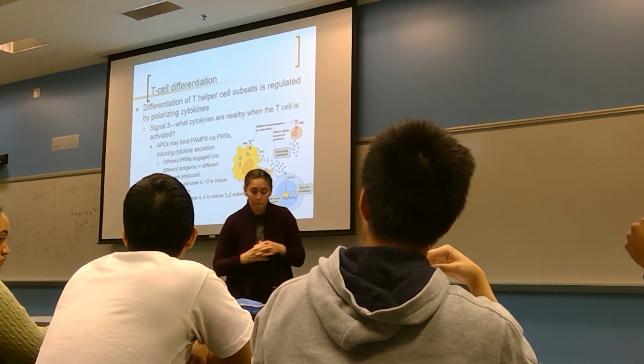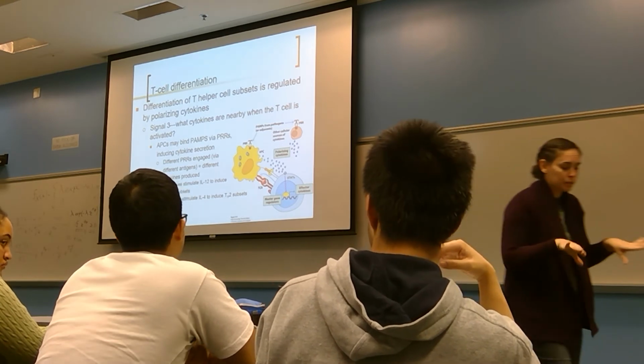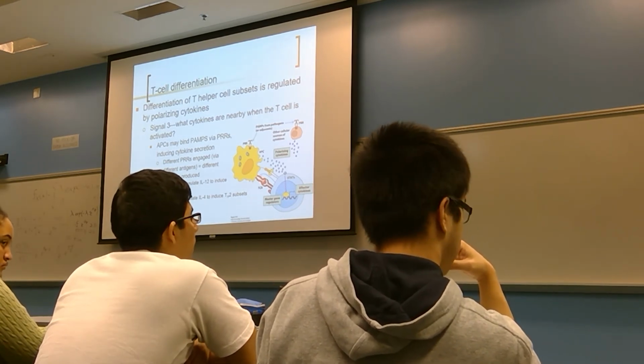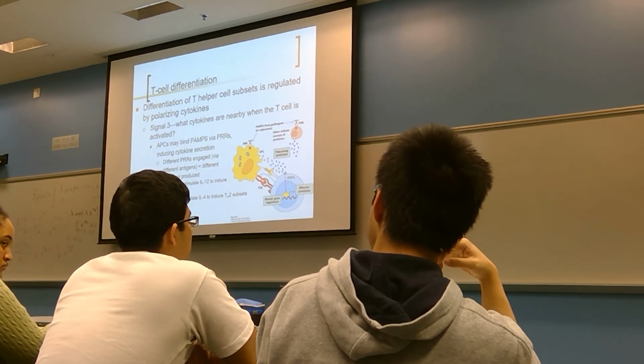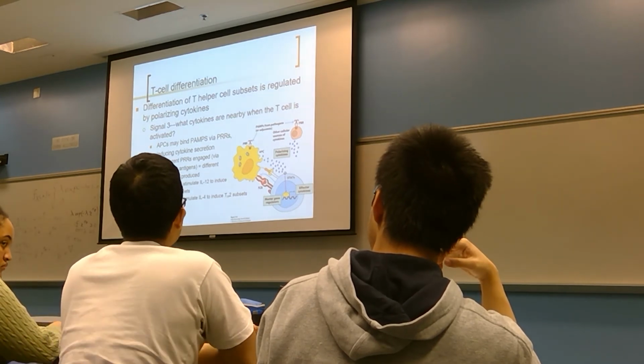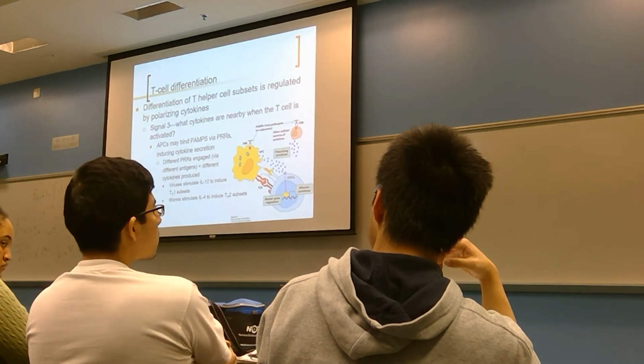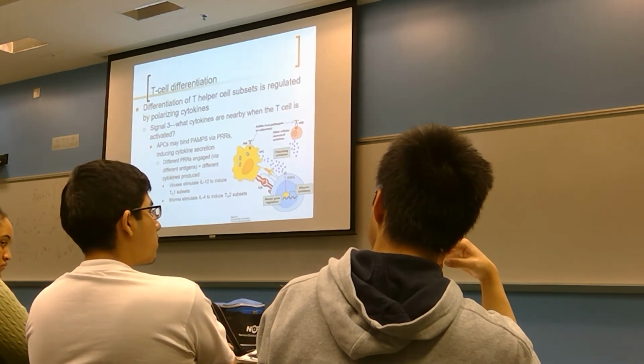So you said the T cell 1 and 2 will switch back and forth? Yes. But if the T cell 1, say, already binds to an APC and it's triggered to be a T cell 1, whenever it recognizes that pathogen, it will always be a T cell 1? No, not necessarily.